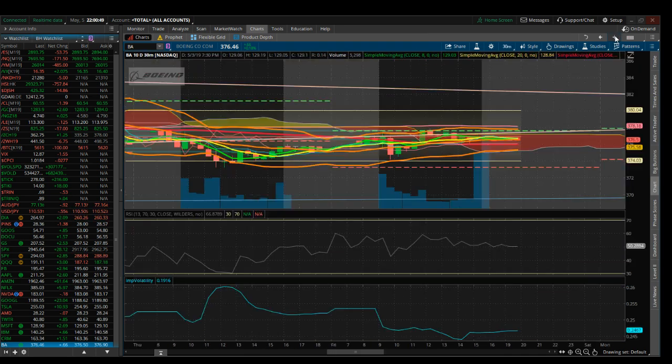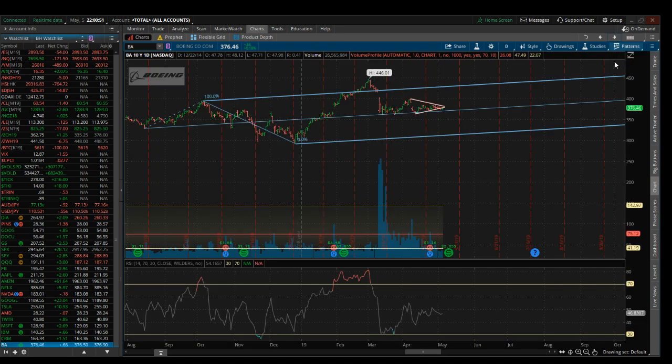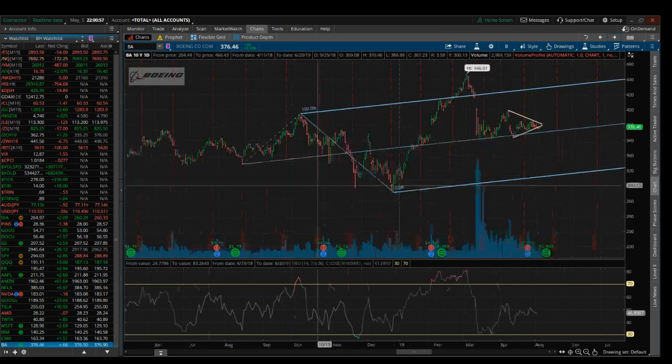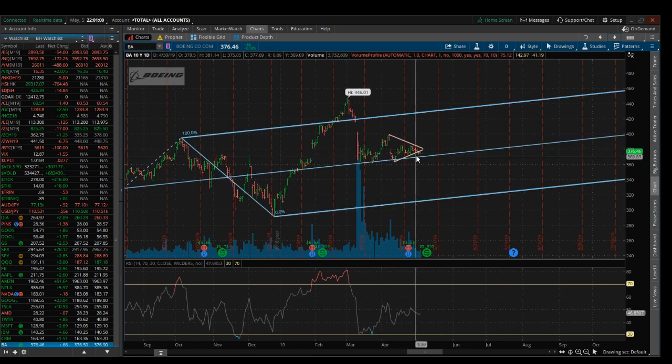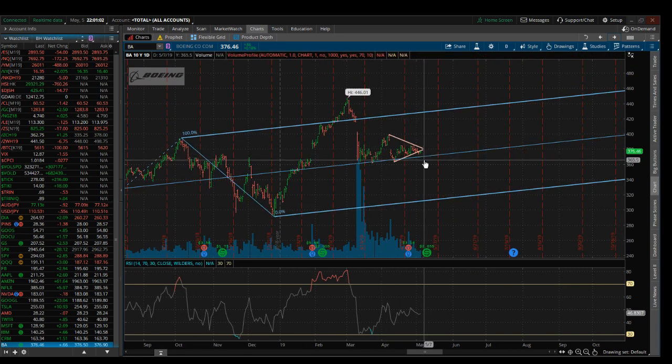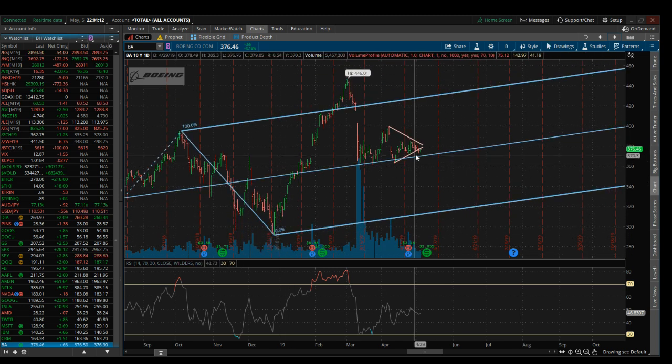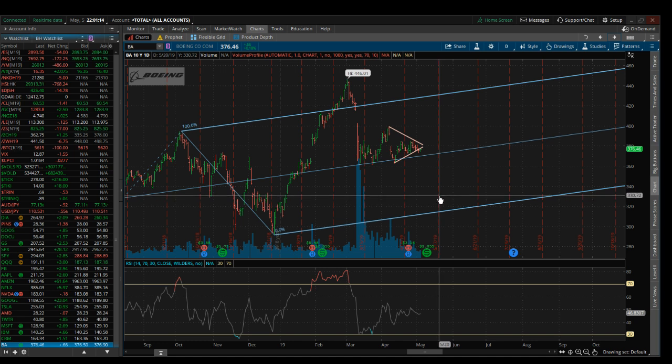So big picture, let's go to this chart here so you can see the triangle. This is a long-term pitchfork on Boeing, and you can see we've been around this median line level, and now it probably is going to gap down, and it looks like there is a gap down here at 330.69. So I imagine it will probably test that tomorrow.